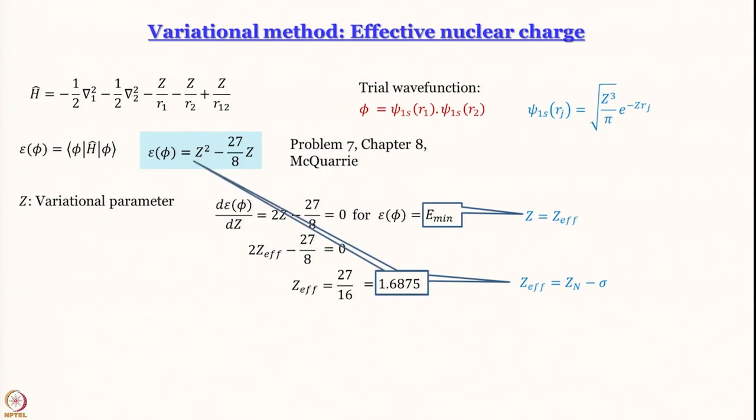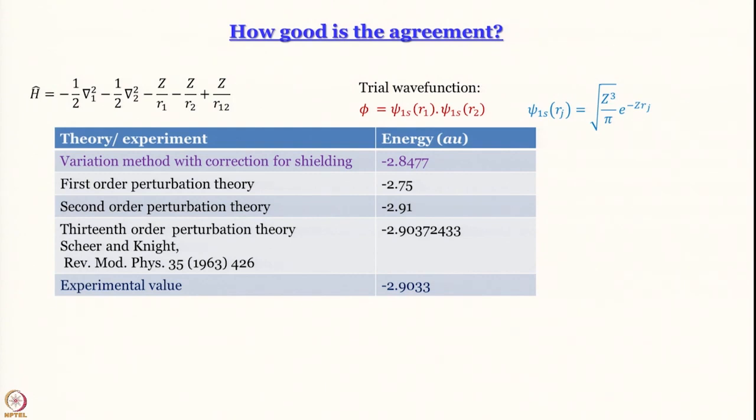Okay. Now, what will we do? To find the value of E min, we take this effective nuclear charge and plug it in the expression for epsilon. So, we know z effective, we plug the value of z effective in the expression for epsilon to find E min. Let us do that. E min turns out to be 1.6875 square minus 27 by 8 times 1.6875, that turns out to be minus 2.8477, which translates as 77.49 electron volt. Okay. So, we are getting close, but perhaps not close enough. That is the problem. Close, but not that close also.